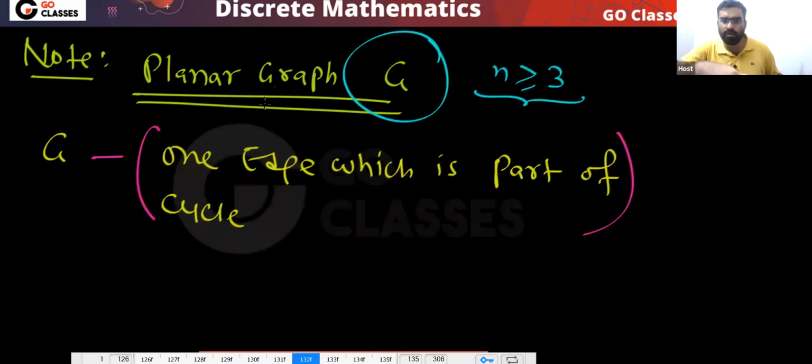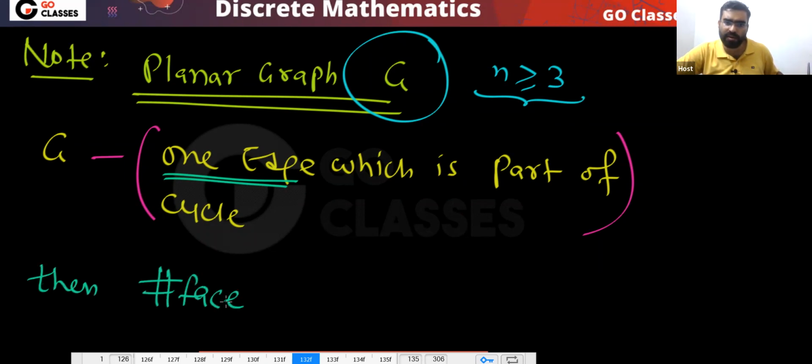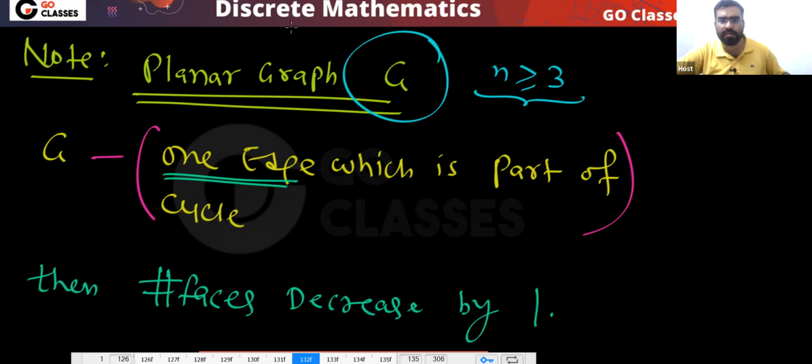So if you have any planar graph with number of vertices at least 3, and you remove one edge which is part of a cycle, then the number of faces will decrease by 1. Is this clear? One edge is gone, the number of faces is decreasing by 1. If you remove this type of edge, the number of faces decreases by 1.